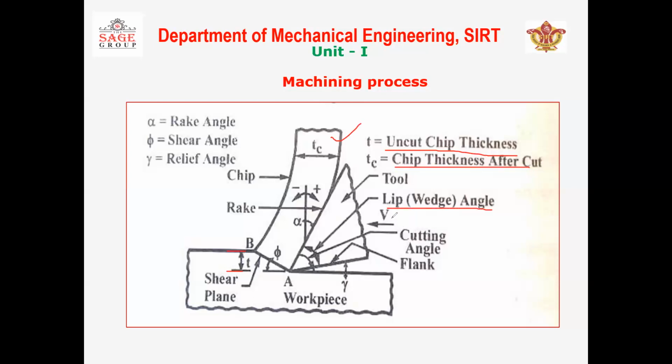Lip angle or wedge angle. This is the angle between the rake surface and the bottom surface of the cutting tool. This is known as lip angle. The bottom surface of the cutting tool is known as flank. The top surface is known as rake surface. And rake angle is the angle between the rake surface and a normal to the surface, denoted by alpha. This rake angle may be negative and positive both.